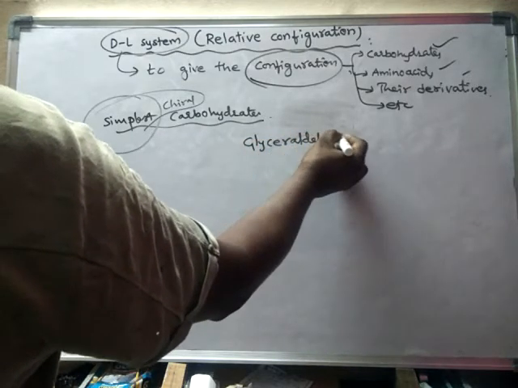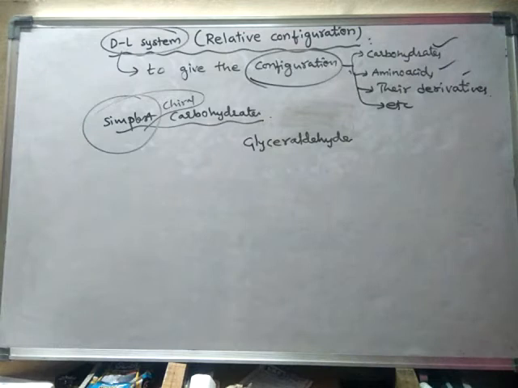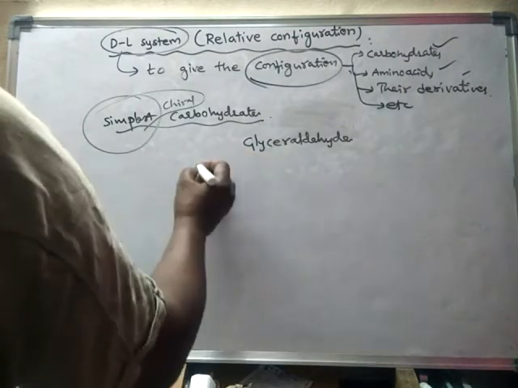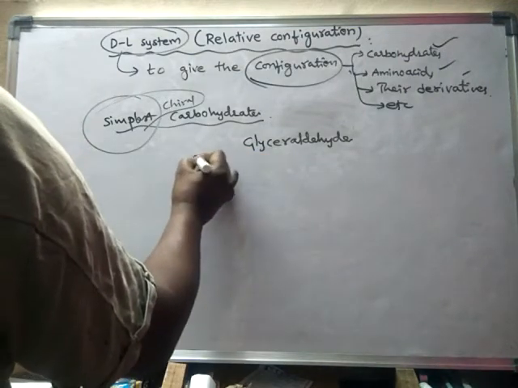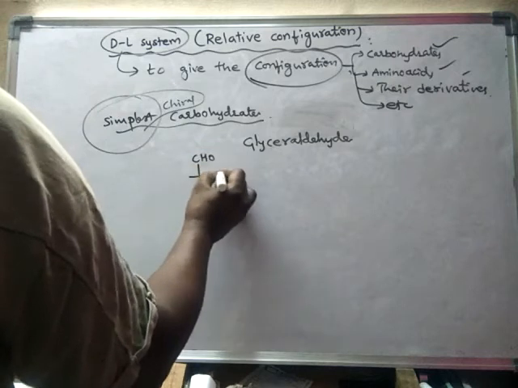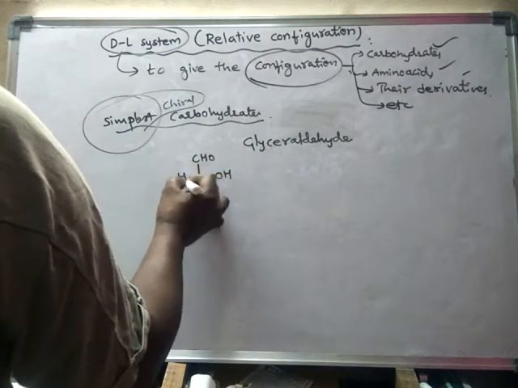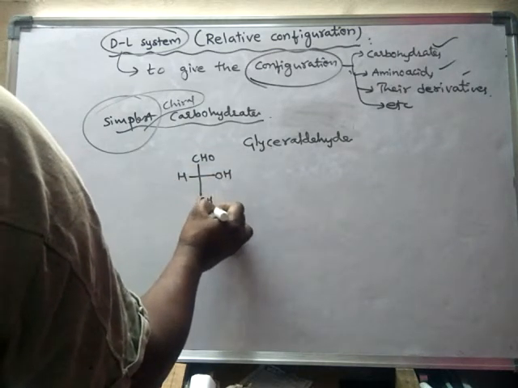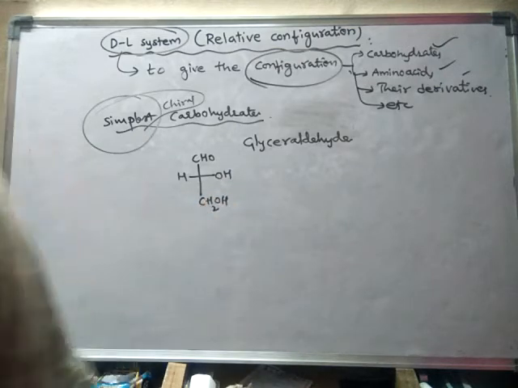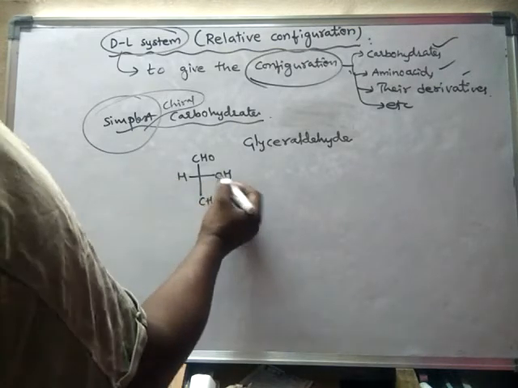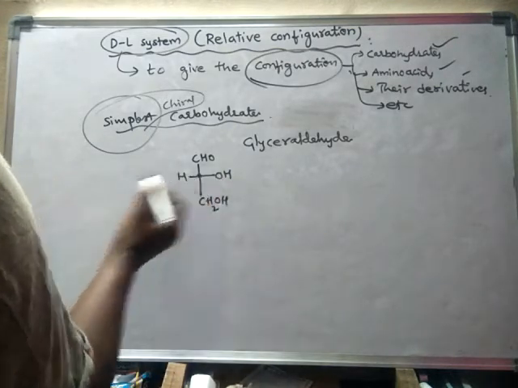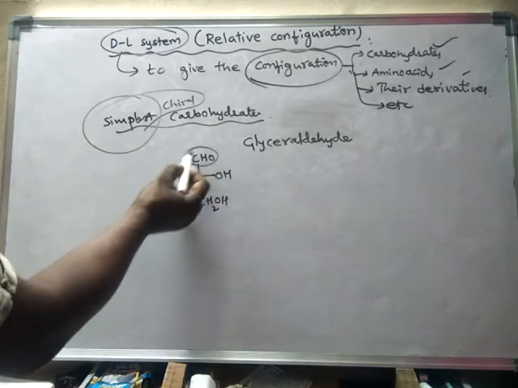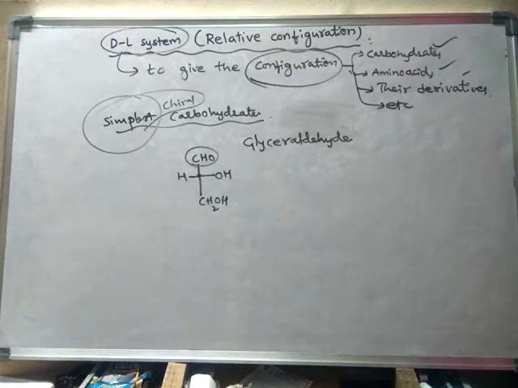Glyceraldehyde. So its formula will be like this: CHO, H, OH, CH2OH. Okay, so actually this is the chiral center, and this is the aldehyde group.